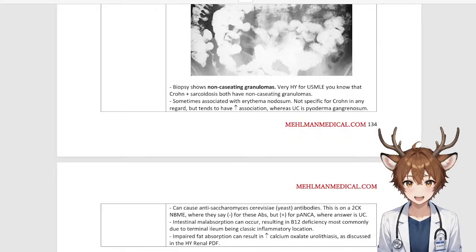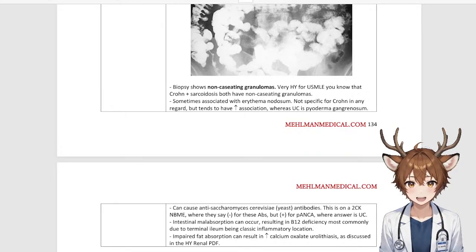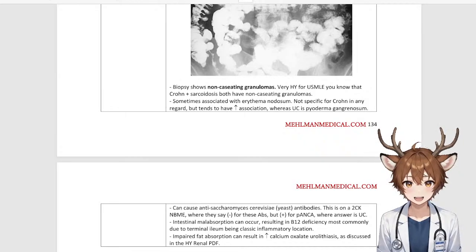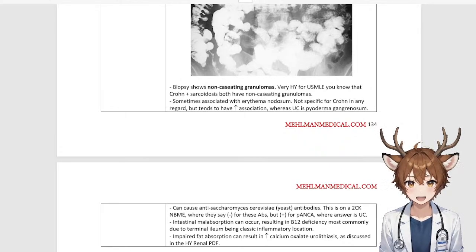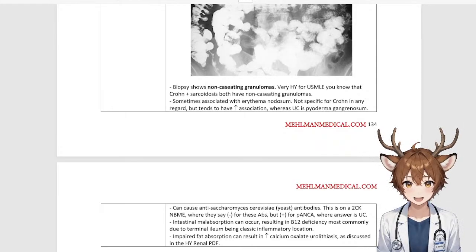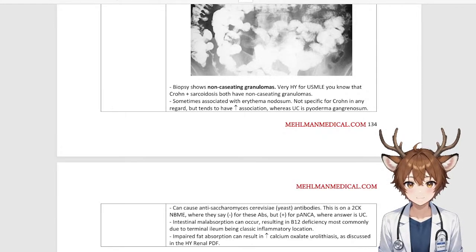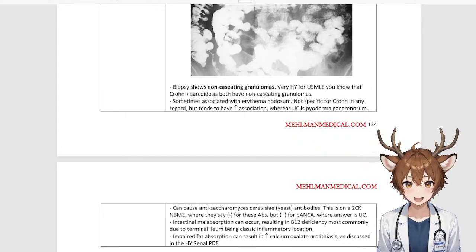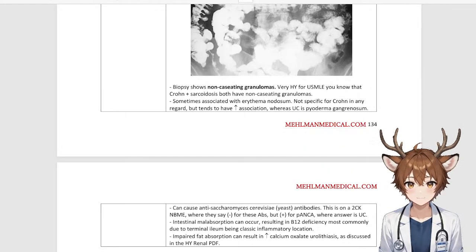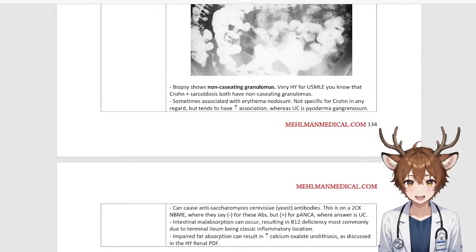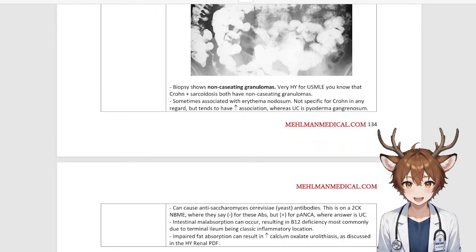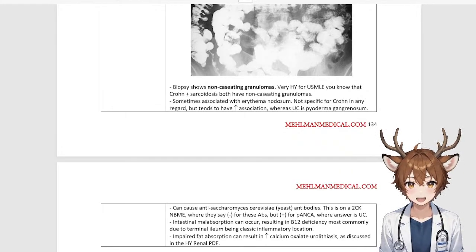Let's continue with Crohn's. Crohn's can cause anti-Saccharomyces cerevisiae yeast antibodies. This is on 2CK NBME, where they say that the patient is negative for these antibodies, but positive for P-ANCA. So they're negative for these antibodies, but they're positive for P-ANCA, where the answer is ulcerative colitis.